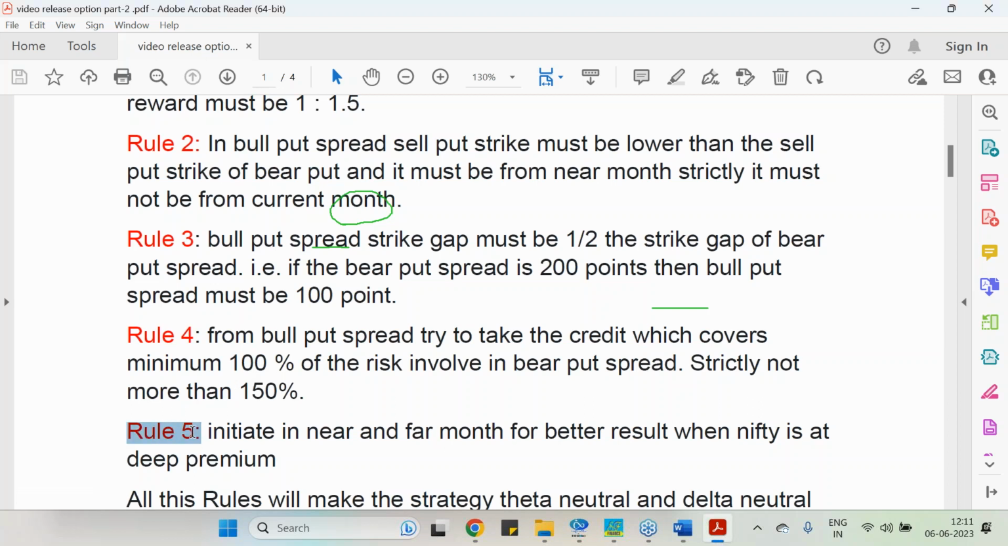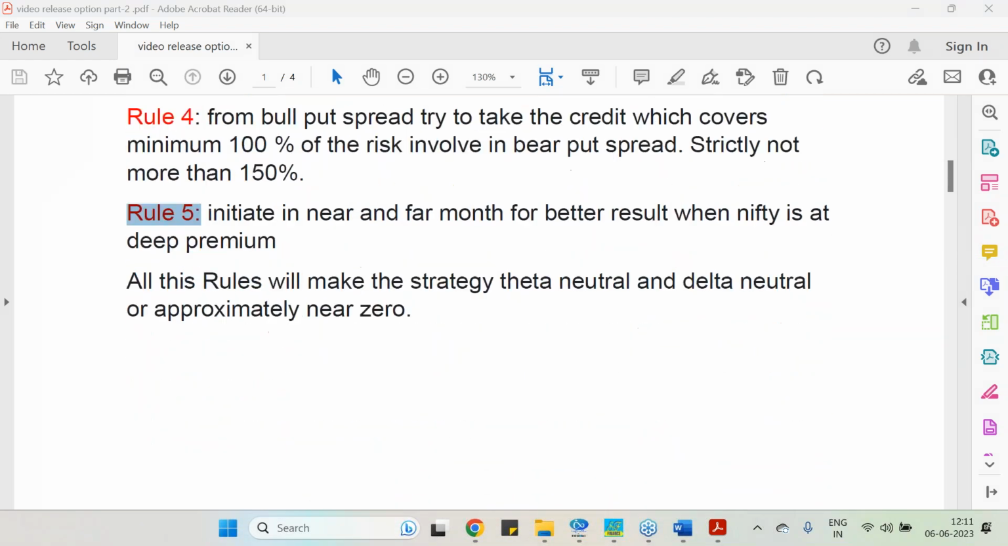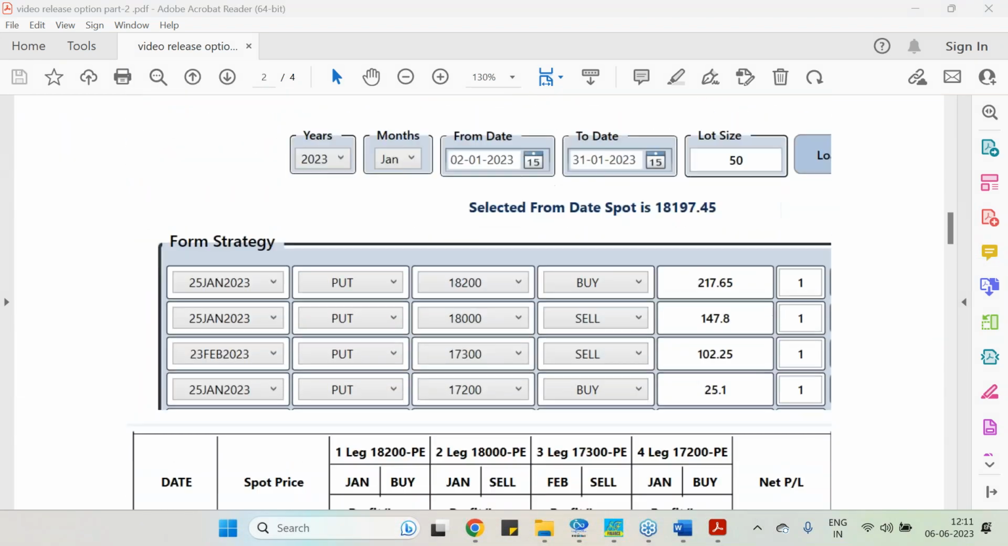And one new rule I have added here: initiate this in the near and far month, skipping the current month. I'm telling you to skip the current month and go for the near and far month. That result I will also show you. So this is what the rule says, and I am going to show you the example.